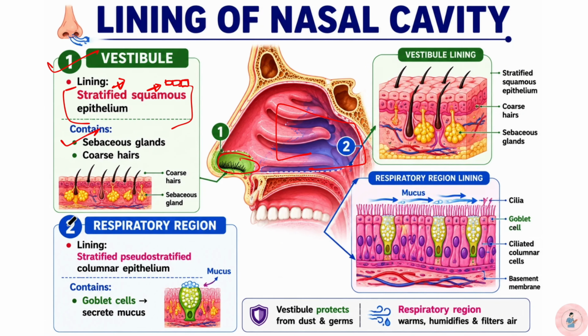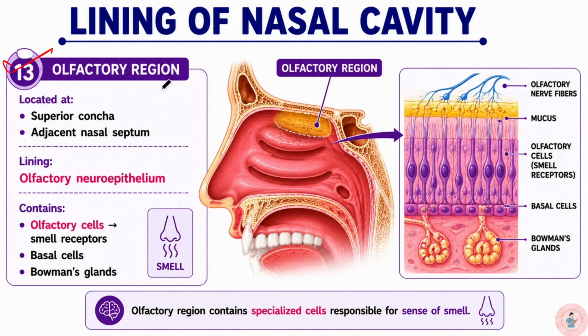Fine. The respiratory region is lined by the pseudo-stratified columnar epithelium जिसका मतलब है that there is just one single layer present but it appears that it is of multiple layers and the cells are tall in nature. They contain the goblet cells which secrete the mucus. Again mucus का काम क्या है? To trap the foreign particles. Fine. Then we have the olfactory region which is in the ethmoid region.